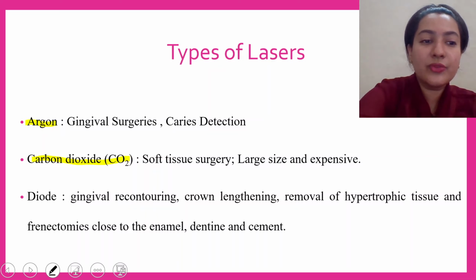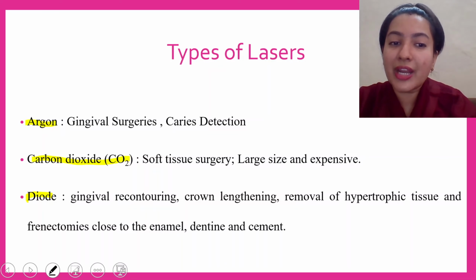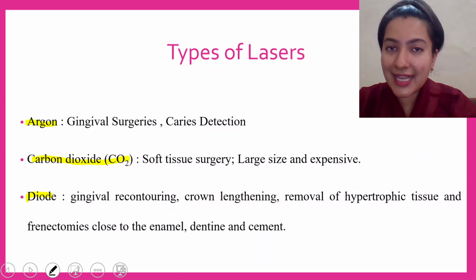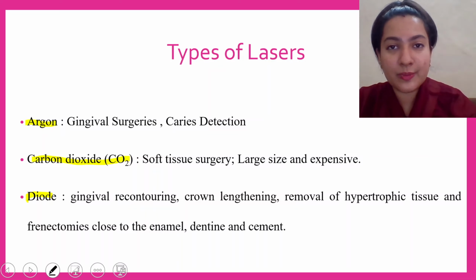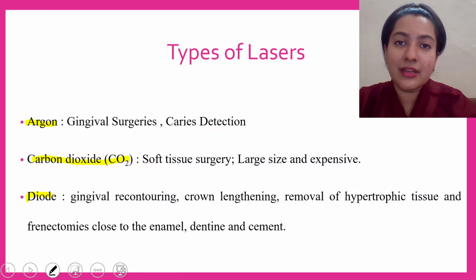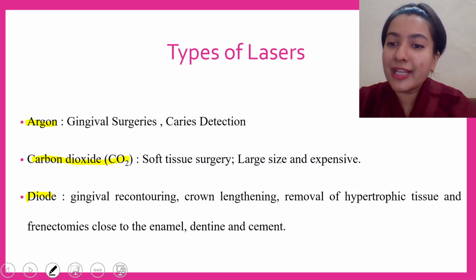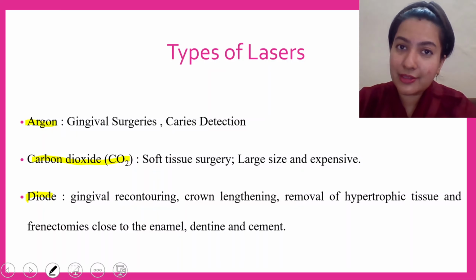The next laser which we have is the diode laser. Diode lasers are used for gingival recontouring and crown lengthening procedures. What is crown lengthening? If the length of the crown is less as compared to the mesiodistal width, and it is not following all the proportions properly, then we reduce a part of the gingival area so that the crown can be lengthened. Then removal of hypertrophic tissue, frenectomies, close to enamel, dentin and cementum.